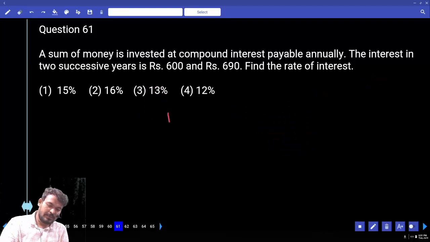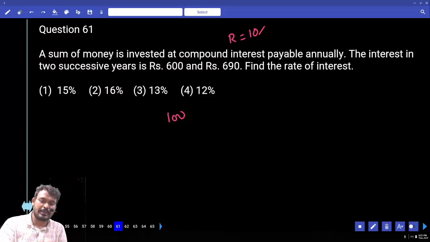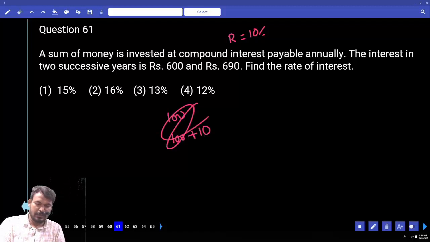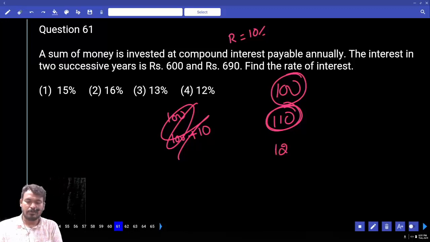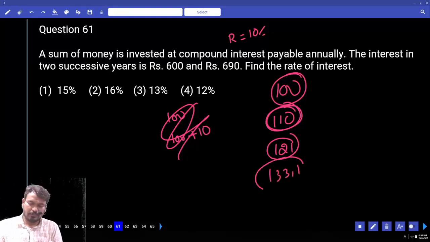Generally, the first year compound interest is 100. For the second year, suppose the rate is 10%, what is the second year compound interest? 100 plus 10. Okay, but this one we write another way. First year 100. What is 10% of 100? 10. 100 plus 10, 110. Again, second year, 10% of 110 is 11. 110 plus 11, 121. That 121 is which year's interest? Third year. Again, 10% of 121 is 12.1. 121 plus 12.1, 133.1.